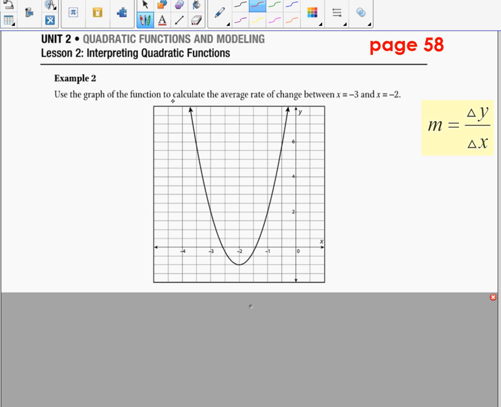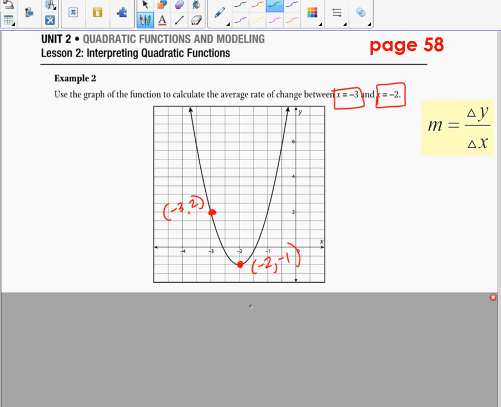But they say use the graph to calculate the average rate of change between x equals negative 3 and x equals negative 2. So here, when x is negative 3, we're up at the point 2. And so our point is negative 3, positive 2. And then when we're at negative 2 for x, our y is a negative 1.